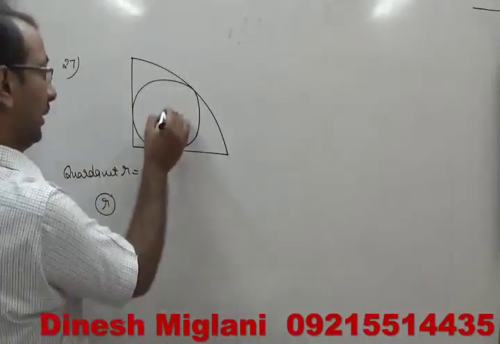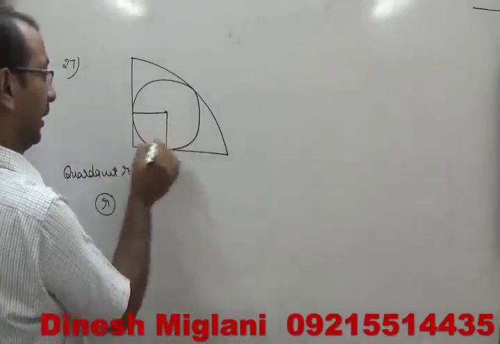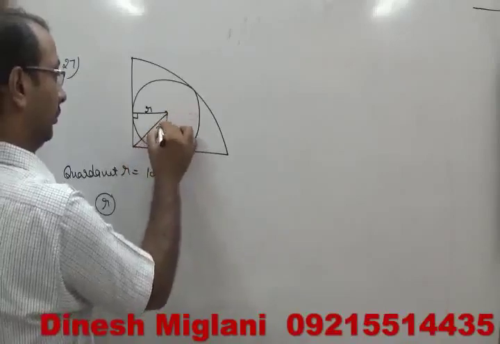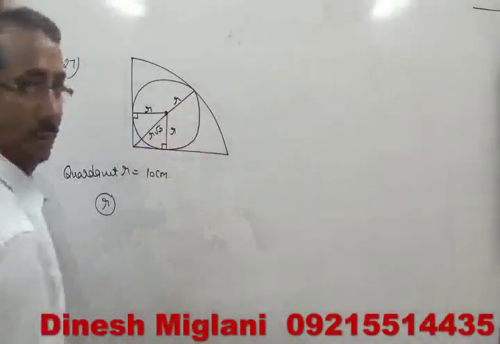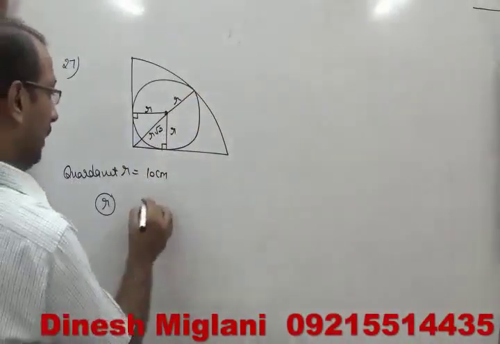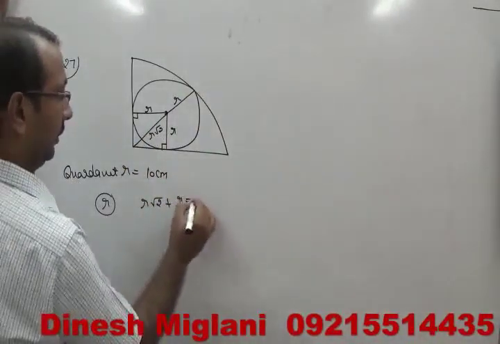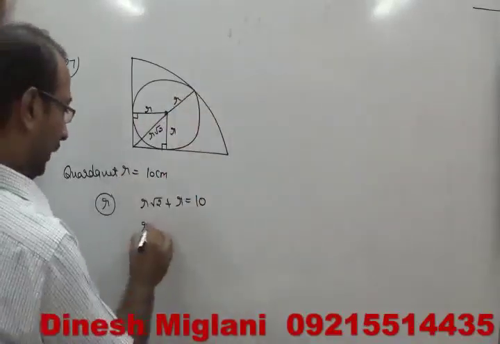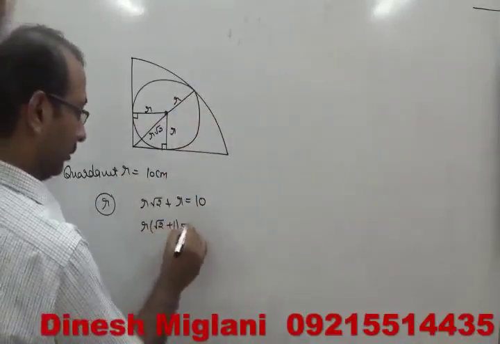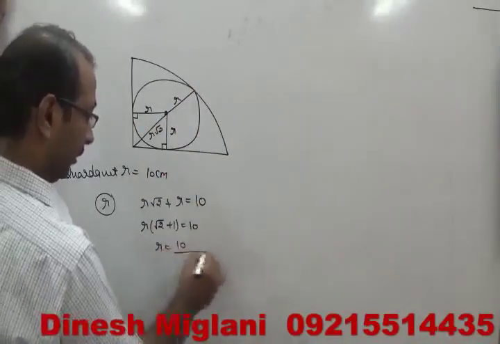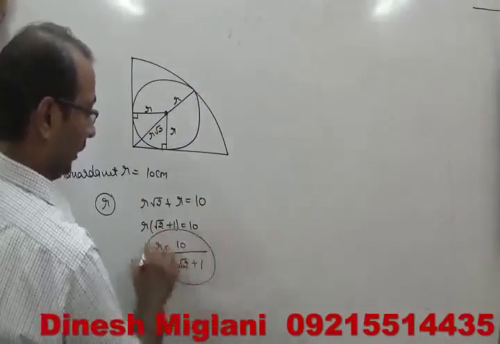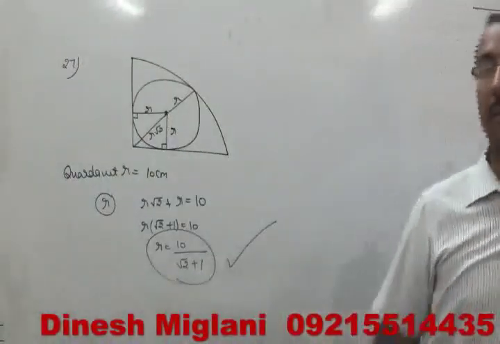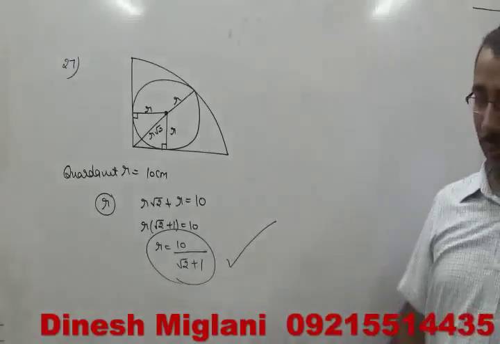Let us say this is the center, 90, 90. Let us say the radius is r. This is r root 2, and this is r. Now what I can say is that r root 2 plus r equals 10. I can take r as common: r times root 2 plus 1 equals 10. So r is 10 by root 2 plus 1. Right? That becomes the radius of the circle that is being made inside a 1/4 part of a circle, 10 by root 2 plus 1.